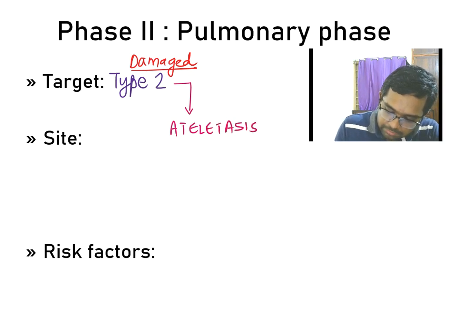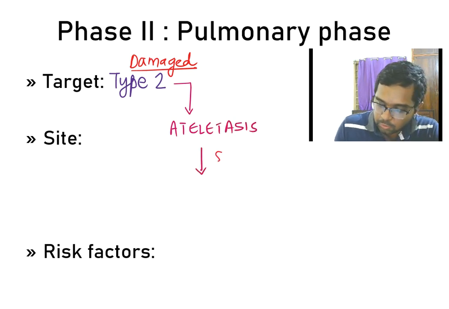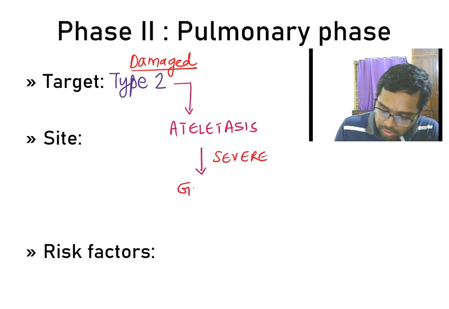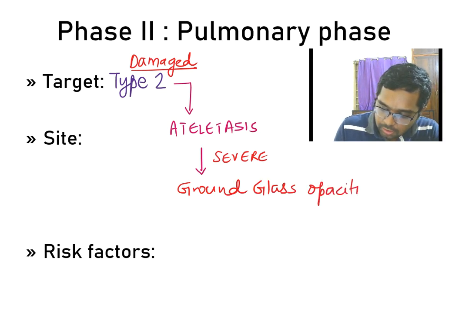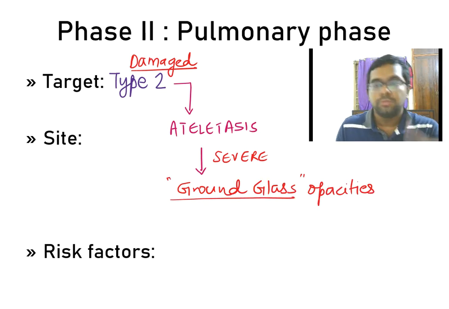Now when this becomes very severe, you get something called ground glass opacities, which you can notice radiologically. Ground glass opacities are one of the radiological hallmark features of COVID-19 infection. That's what you need to know.